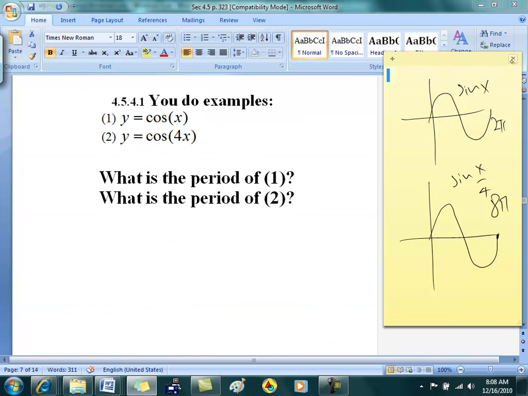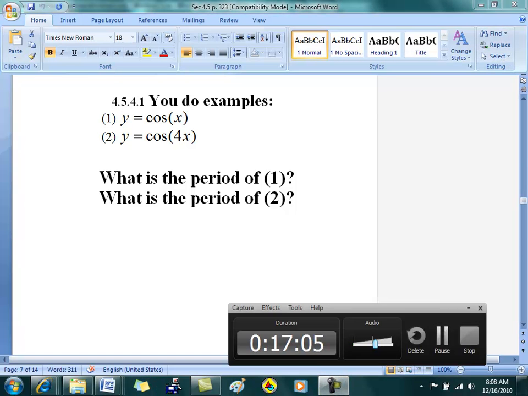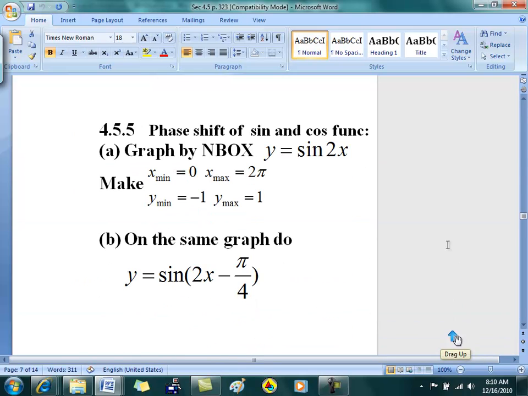Okay, you guys work on these two examples, please. Check your chick. Is what you're saying. Okay.